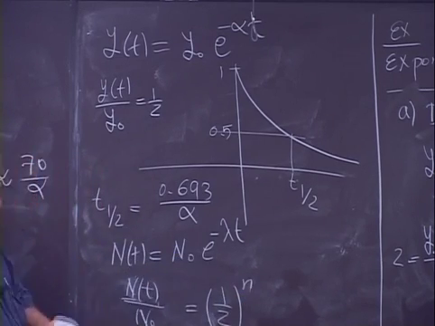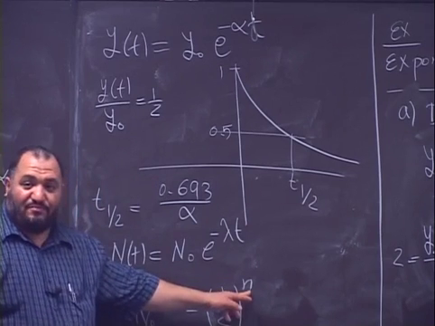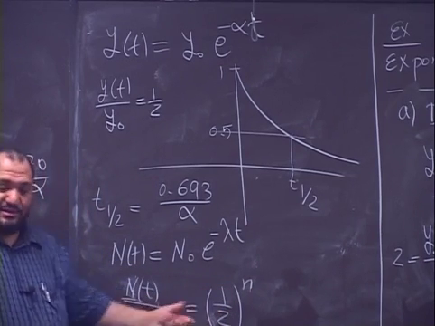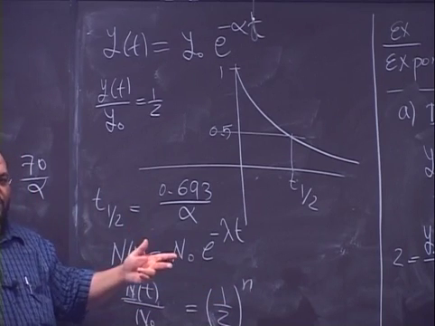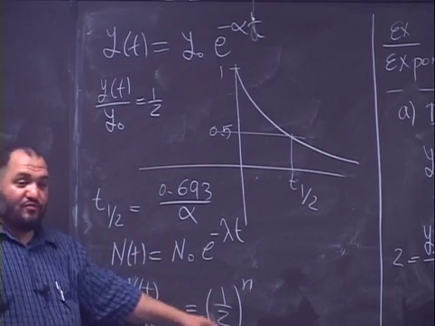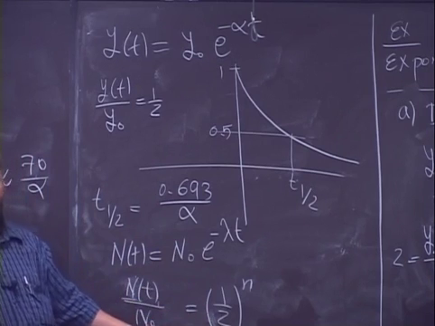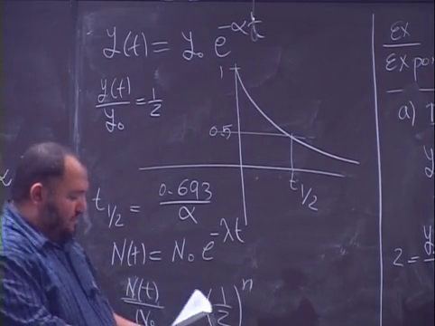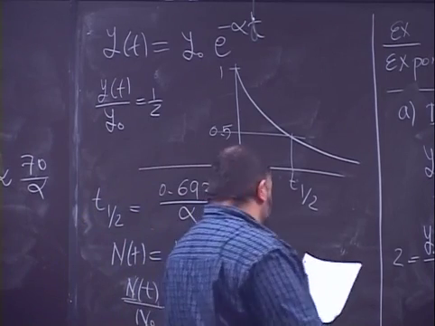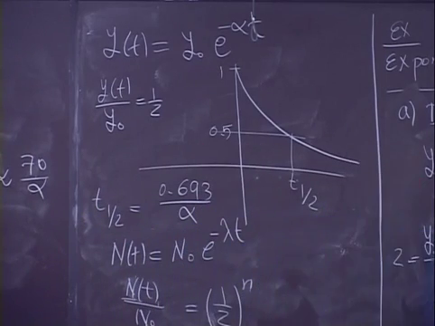So if n is one half time, N of t over N naught is 1/2. Two half times, you will have 1/4. Three half times, 1/8, and so on. Okay, guys? Let me give you another example here.